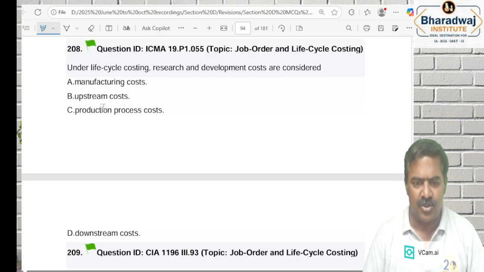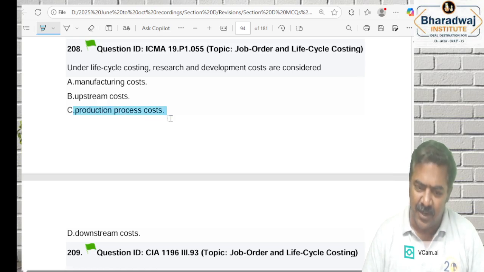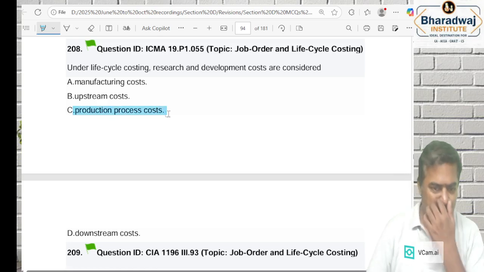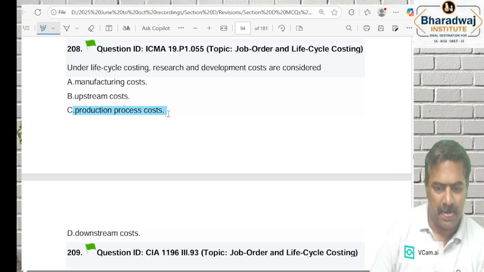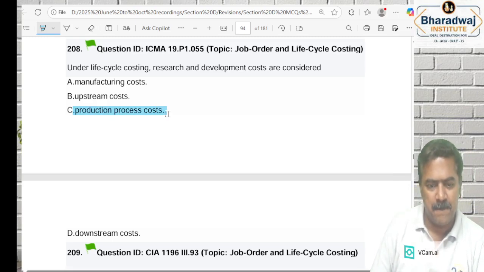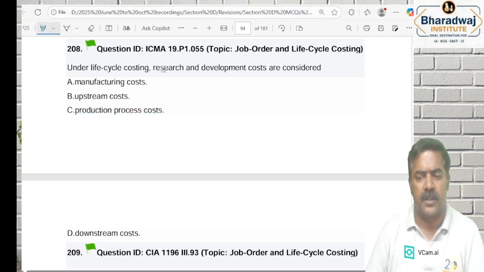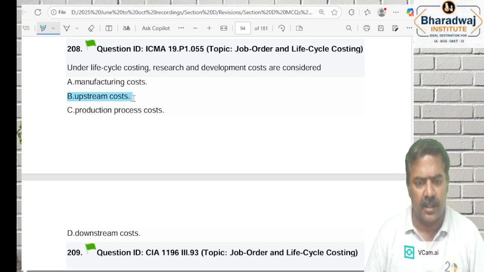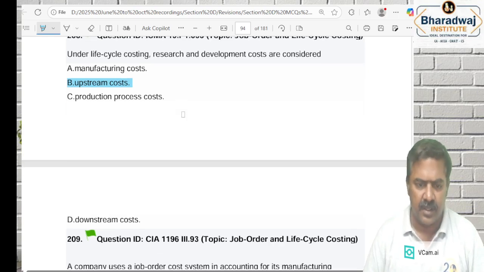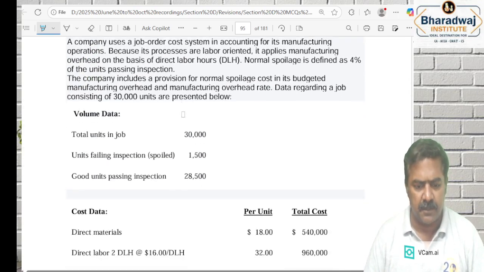Upstream, downstream, research and development. It is included in the production process cost. Before the production happens, what is incurred? Upstream cost. Correct.